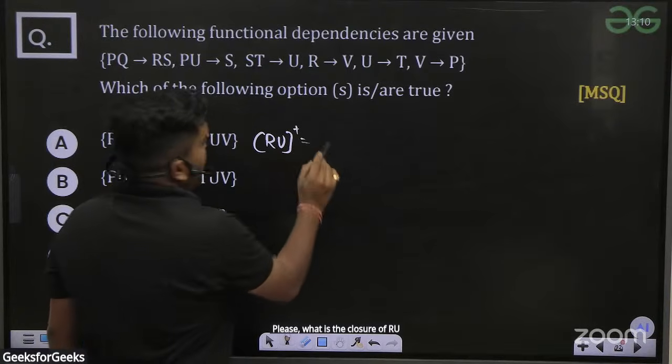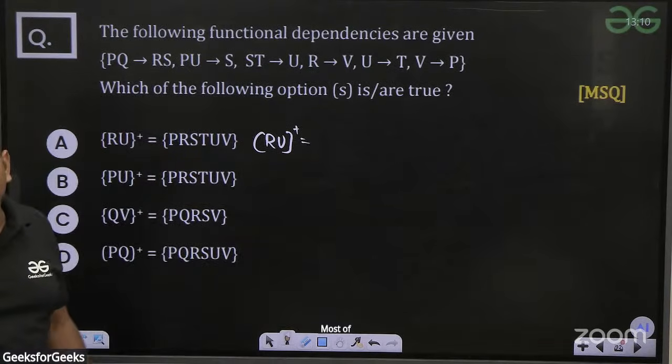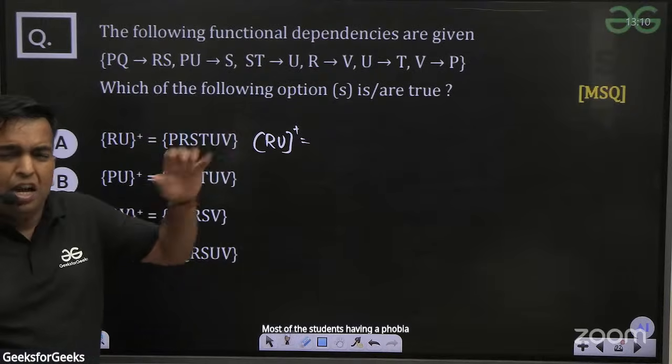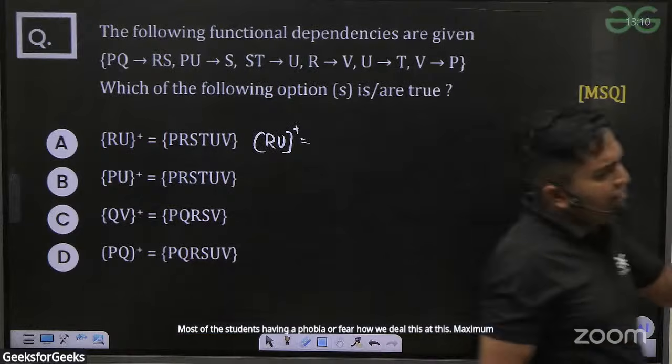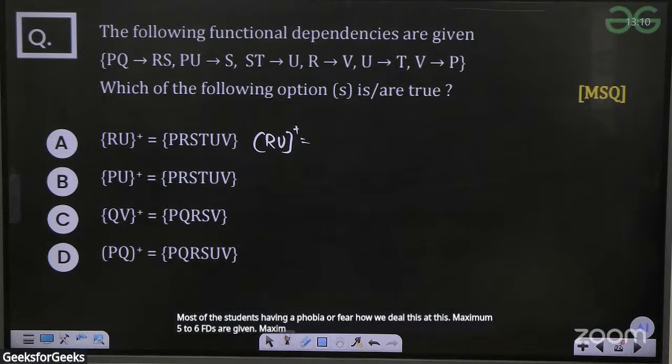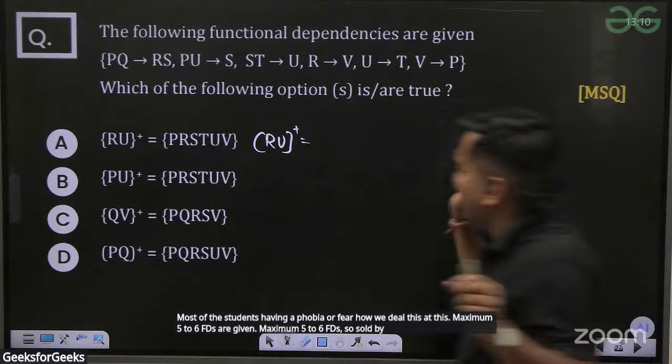See, my dear student, most of the students have a phobia or fear that sir, how do we deal with these FDs. Maximum 5 to 6 FDs are given. So it is solved mathematically or by planning step by step.